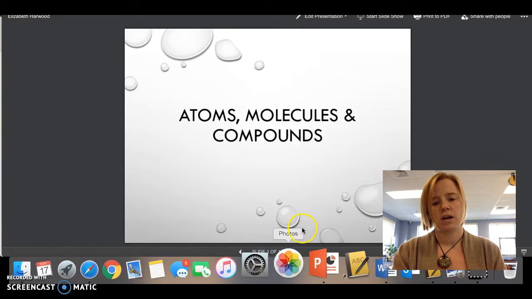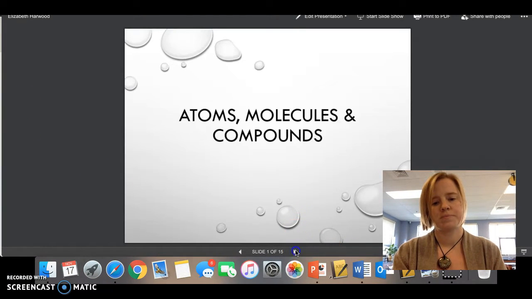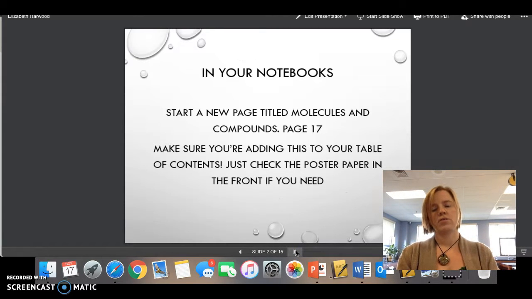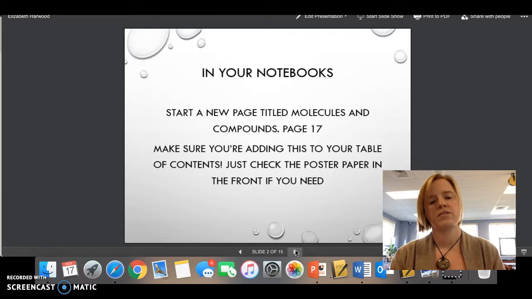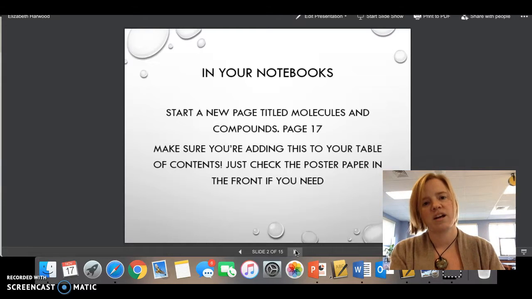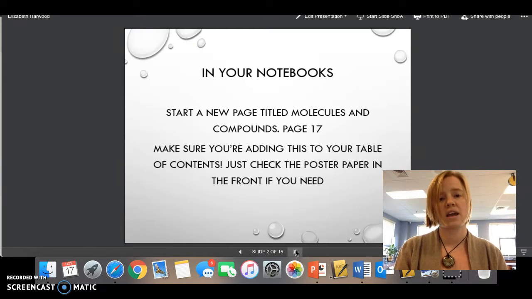In your notebooks, we're going to start a new page titled Molecules and Compounds, and this is going to be page 17. You're going to add it to your table of contents too, which is at the front of the board. So just make sure your table of contents reflects that. I'm going to be collecting notebooks again this quarter around the 5-week mark, so make sure you're keeping up to date with all this. So table of contents and a new page titled 17.